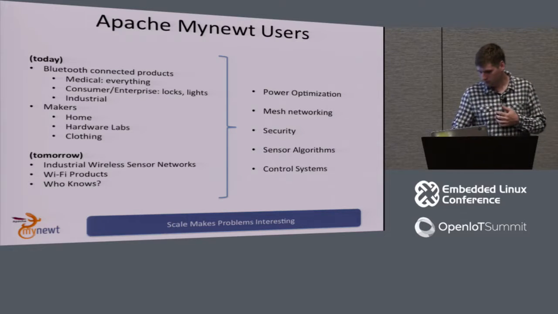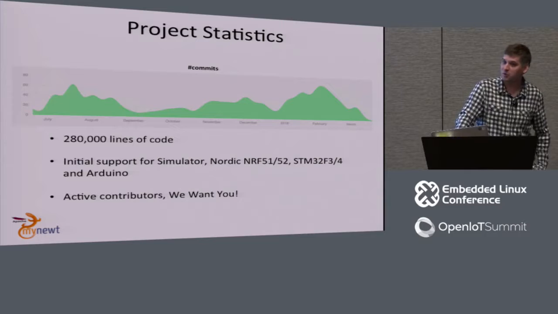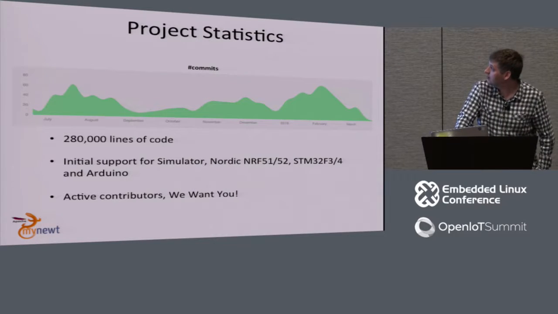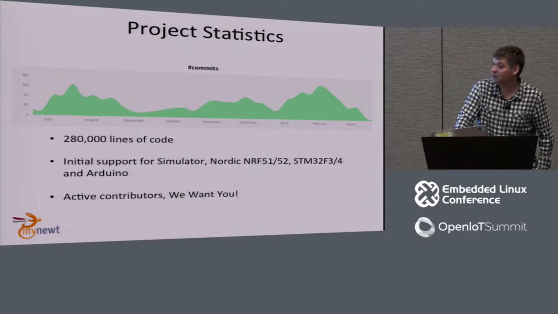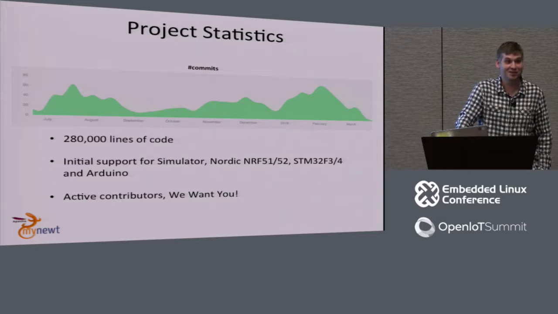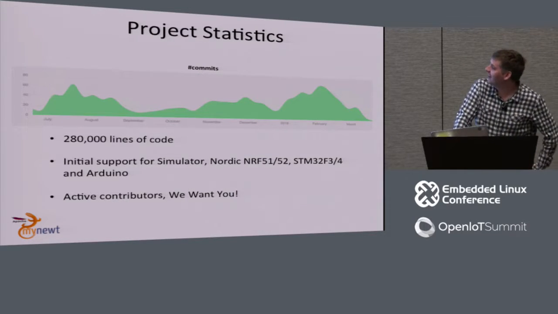So in terms of project statistics, we've been working in the ASF since September. That's why you see that dip in code there. We've been writing the code since July. It's about 280,000 lines of code written so far, so we've been writing code really fast. Some of that is chip vendor header files.